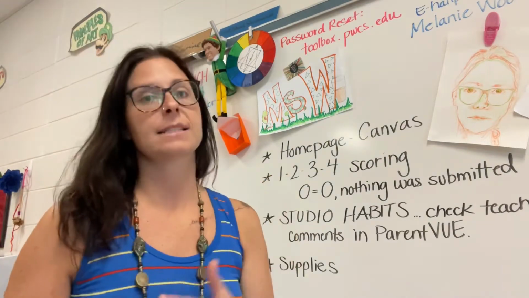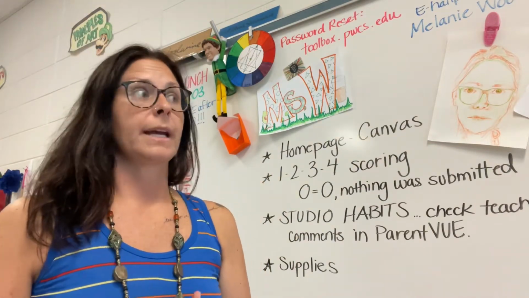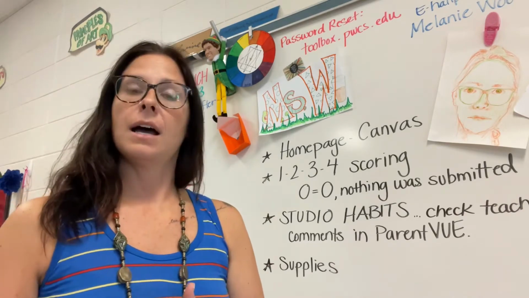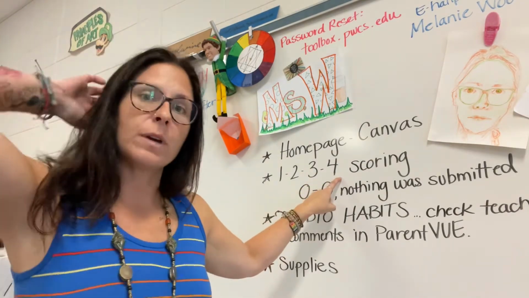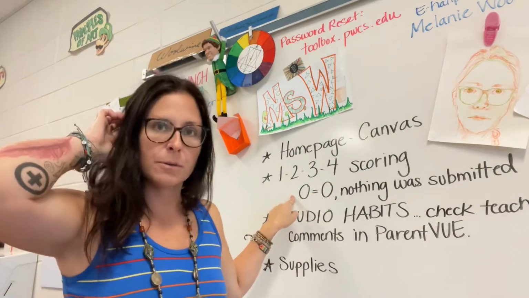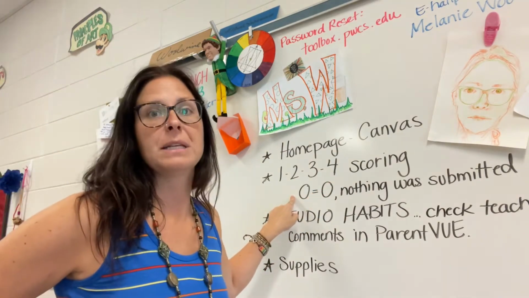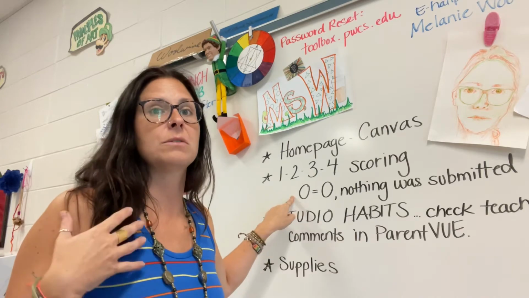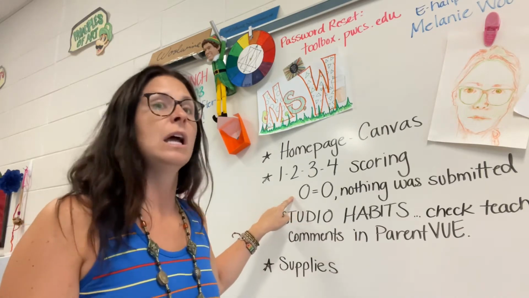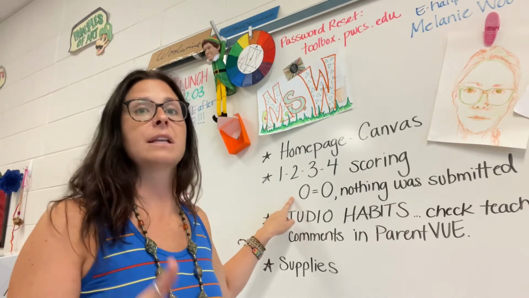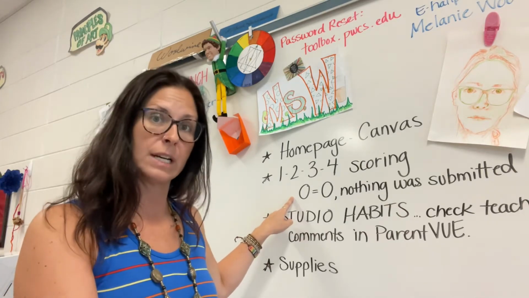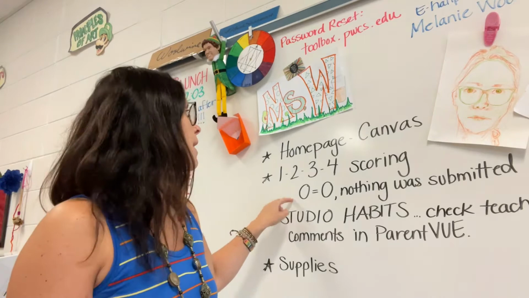So then the next thing is scoring. Scoring of assignments is a 1, 2, 3, 4 scoring. So if your student ever gets a 0 in the grade book, that just means that nothing was submitted. They didn't submit anything to me, so they earned nothing in return. A 0 is a 0. I don't put NHIs in the grade book. They're in high school. They need to know that if they don't turn anything in, it's a 0.